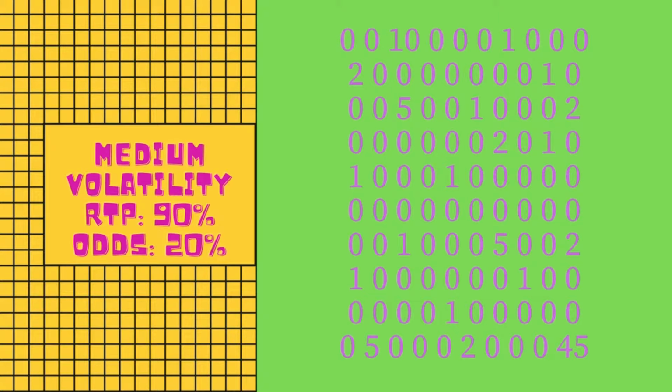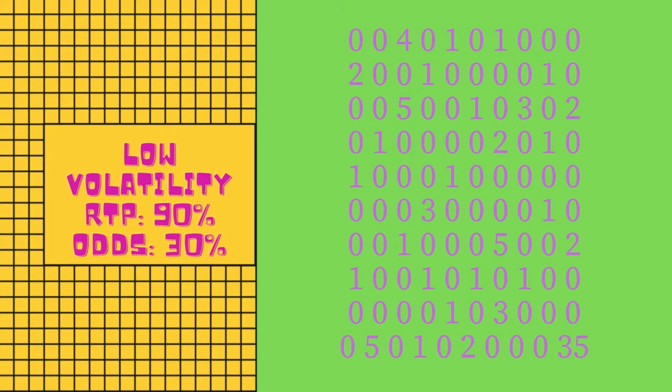Our second example is a medium volatility machine. You win a few more times in the pulls on the slot machine. In fact, you win 20 times. And you win various amounts of money. But if you add up all that money, it still only comes down to 90% of your drop. So the RTP on this machine is 90%, but the odds of winning are 20%.